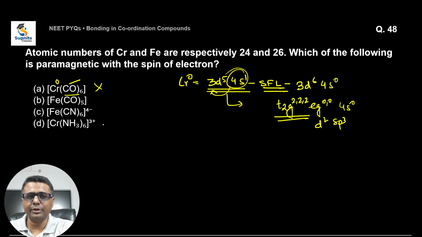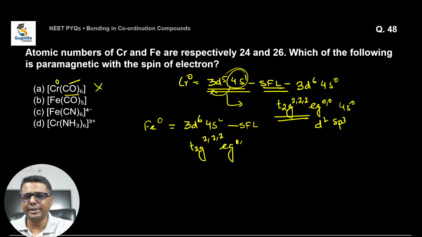Let's go for iron pentacarbonyl. Here again iron is at 0 oxidation state. That means iron is at 3d6 4s2 configuration. It is SFL, guys. So if it is SFL, this will be t2g 2,2,2. Now eg, first of all I'll write this eg as 0,0. Now it is 4s2. Now what is going to happen?